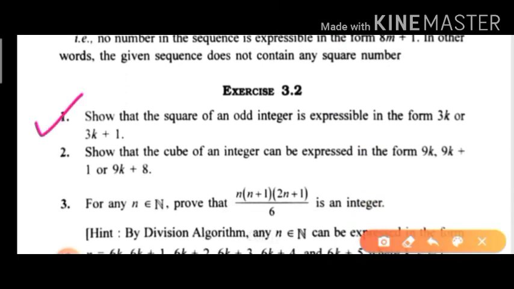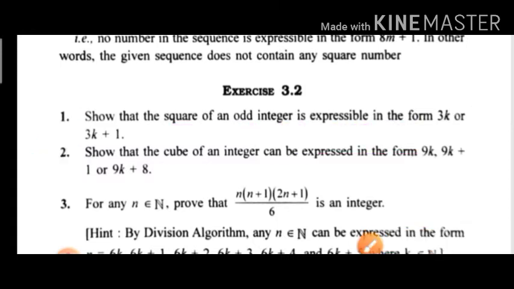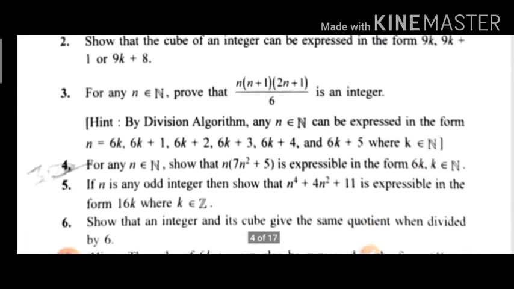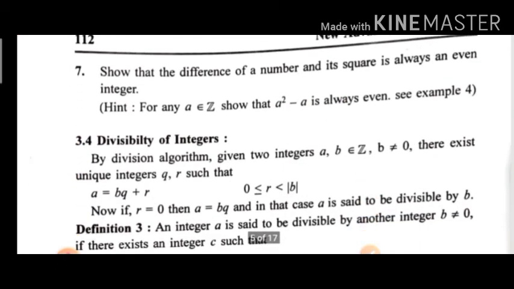These two you try to do by yourself, because we have done exactly these two questions in general maths. So try to do these two in your copy. I will give you the solution of this exercise 3.2 in the PDF. Then I will add more here: divisibility of integers.